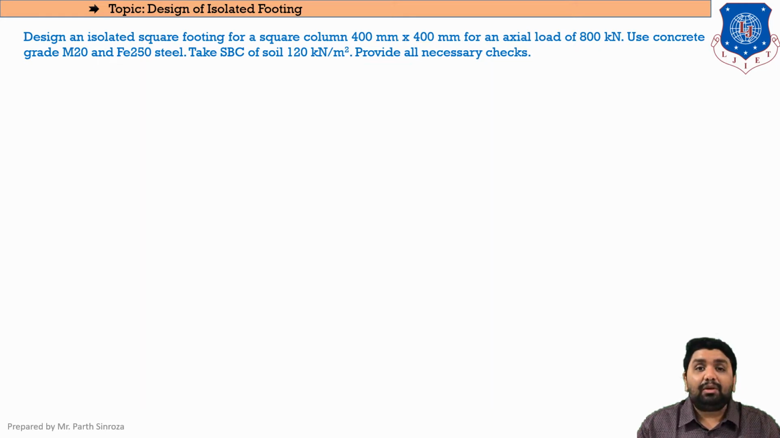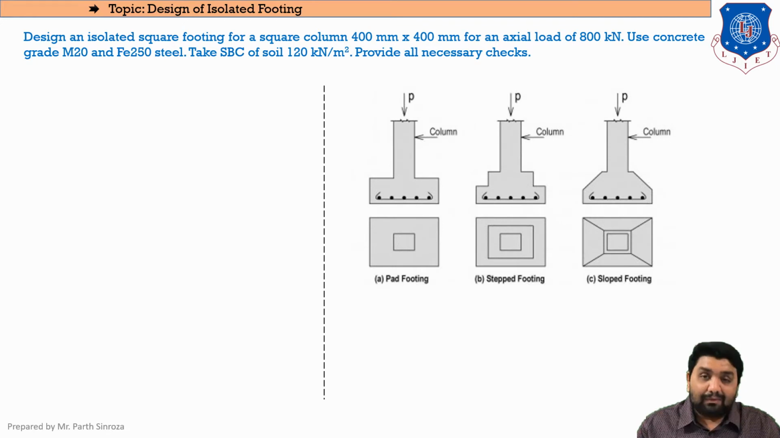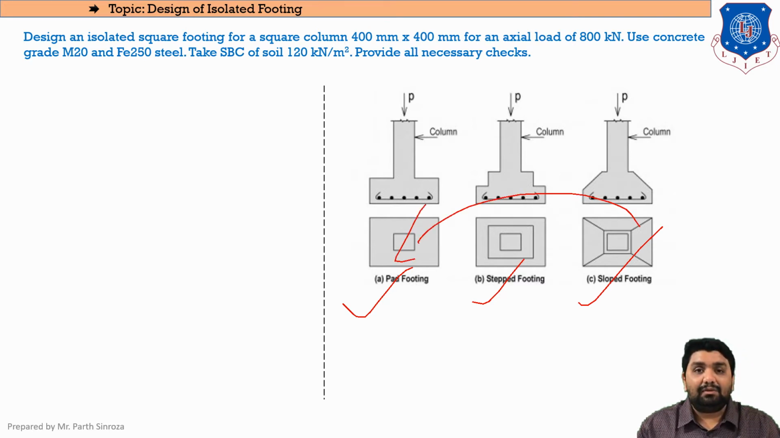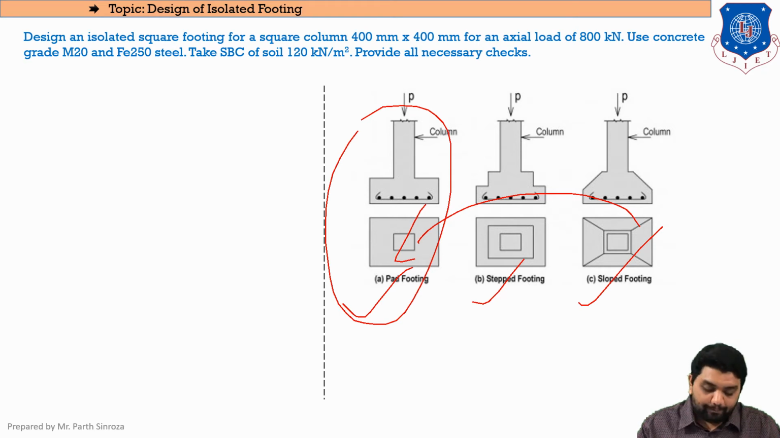So the first thing that we'll be looking upon is how many isolated footing types are classified. Our isolated foundation will be divided into three parts. The first one is the pad footing that we'll be designing now. Second is step footing, which is not asked in our examination, and the third is slope footing, which is similar to pad footing, just angles will be included in that. So we'll be discussing this portion, that is our pad footing.